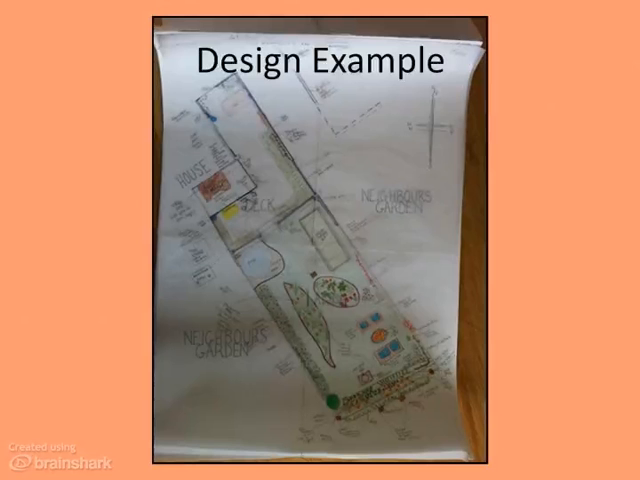Here's an example. In this design, the house is in the northwest corner of the site. You can see it as a brown rectangle. The garden in the lower half of the design faces southeast. You can see the compass directions in the upper right-hand corner. A garden in the southernmost part of the site will receive the most direct sunlight.